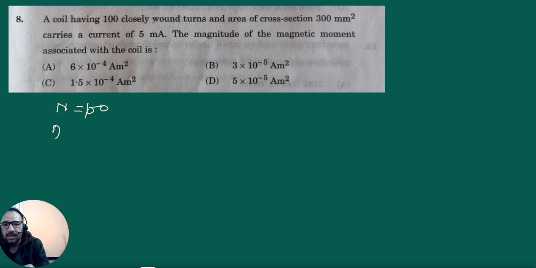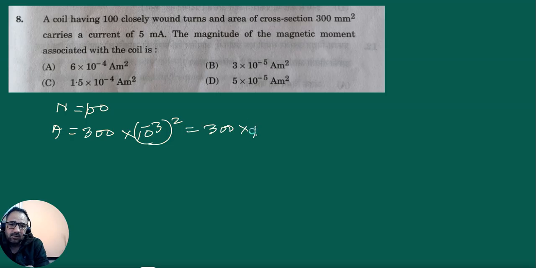Okay, and area of cross section is given, 300 millimeter square. So milli means 10 raised to power minus 3, and square of that, it will come 300 into 10 raised to minus 6. Simply you can say 3 into 10 raised to power minus 4 meter square.